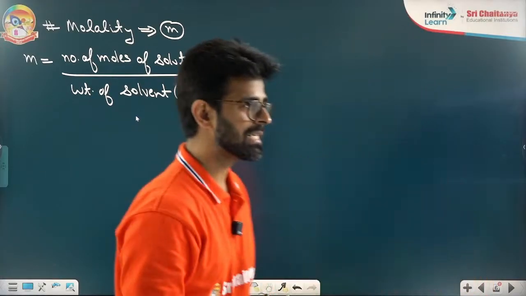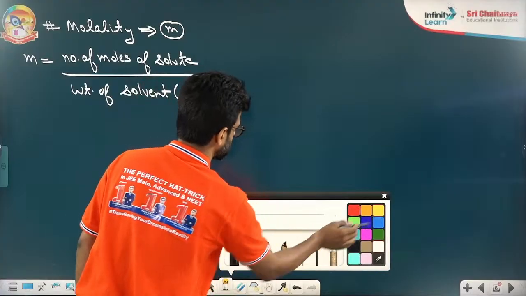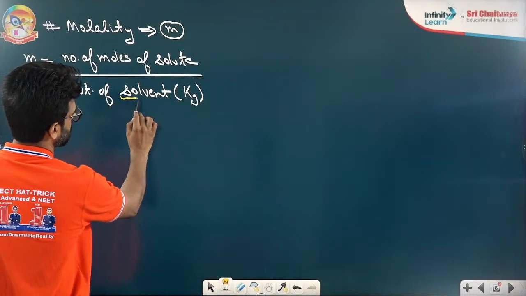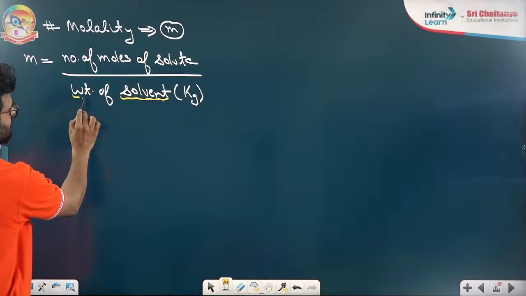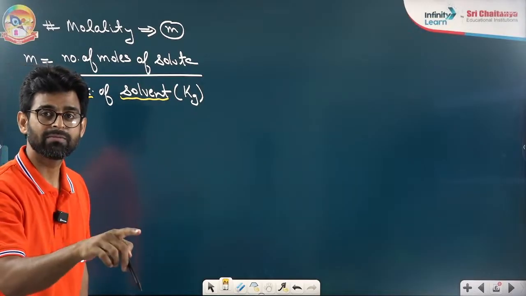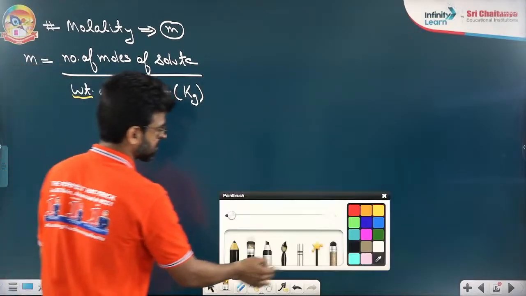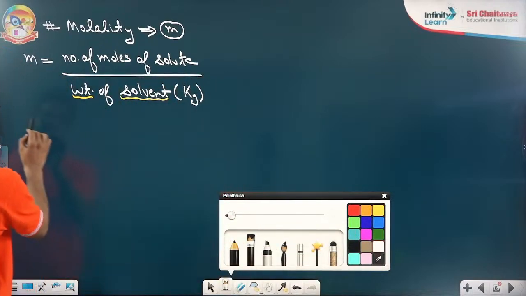I am saying once again, 2 terms are there. First of all, here I am taking just solvent. And the second term is weight, it is not volume. Weight of solvent, in which terms? Kg. So try to answer this question, right?